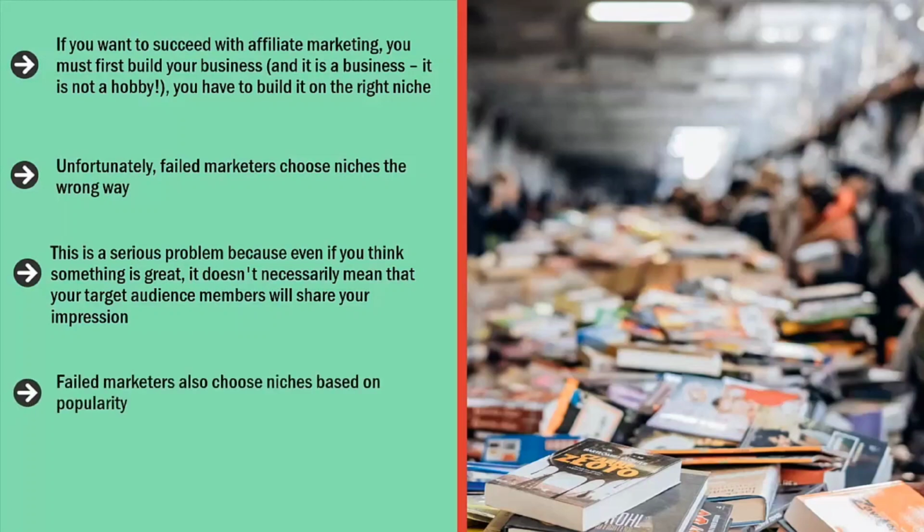Failed marketers also choose niches based on popularity. When you go on ClickBank, you can search for existing products based on keyword relevance as well as gravity. Gravity measures how fast a particular product is selling. Too many ClickBank affiliates select solely based on gravity. This is a serious statistical mistake.